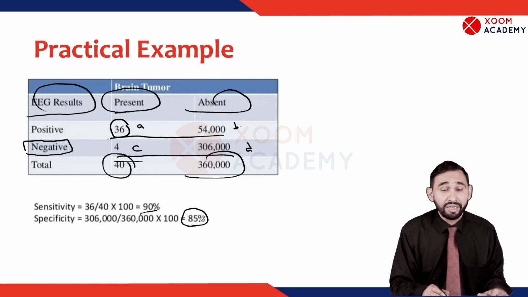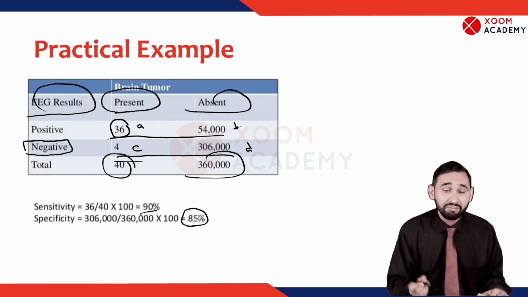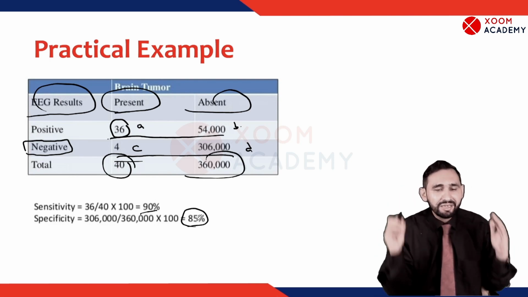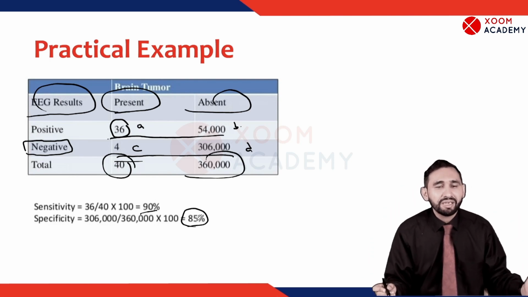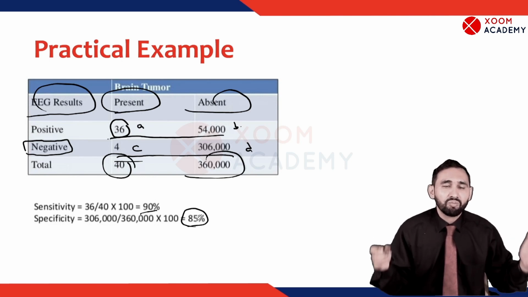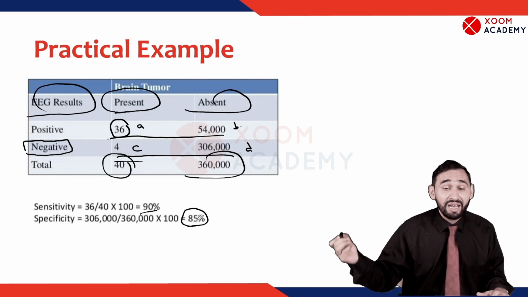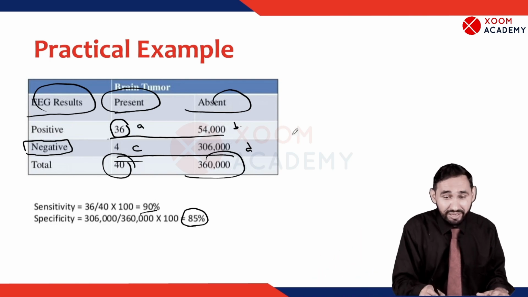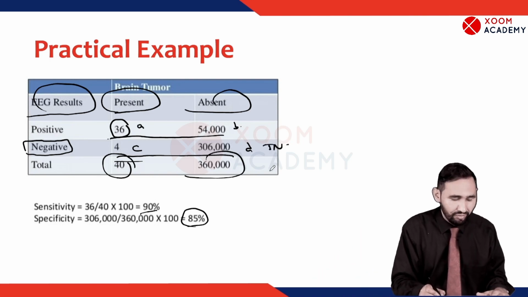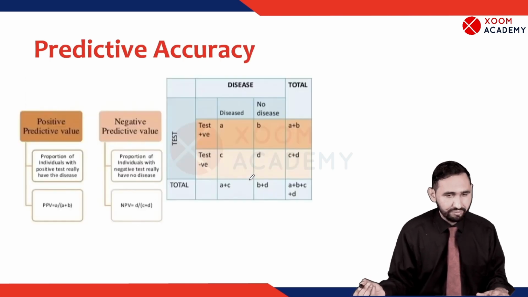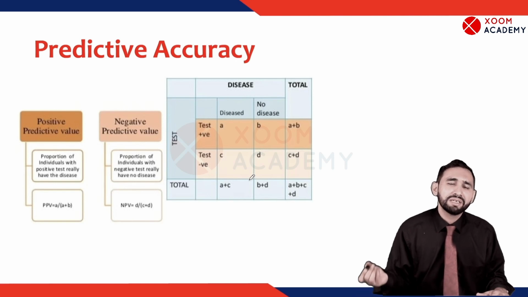So this is a good test, not 100% ideal, but sensitivity and specificity are both high. We can say that this test is 90% sensitive, it is yielding 90% true positives. And this test is 85% specific and it is showing 85% true negatives. These are true negatives. So this is the example. EEG can be a test for brain tumor. Then we'll calculate the predictive accuracy.